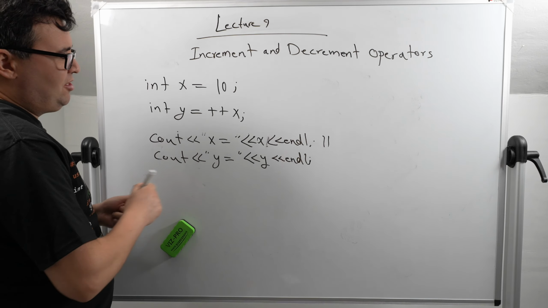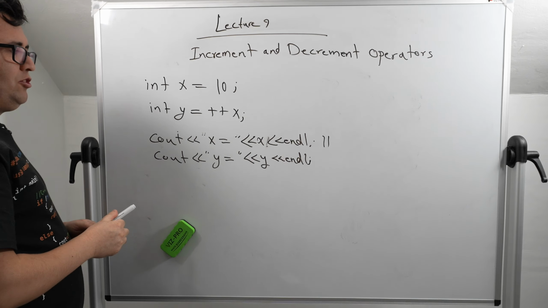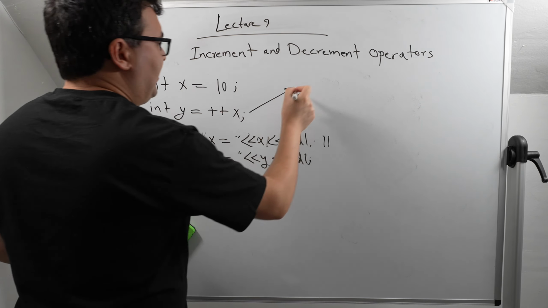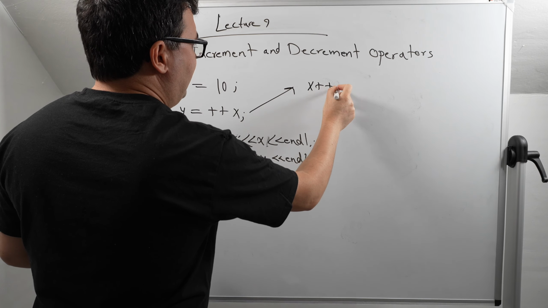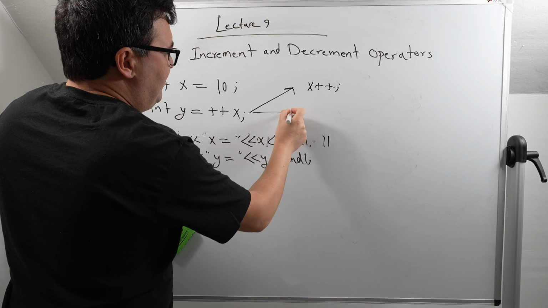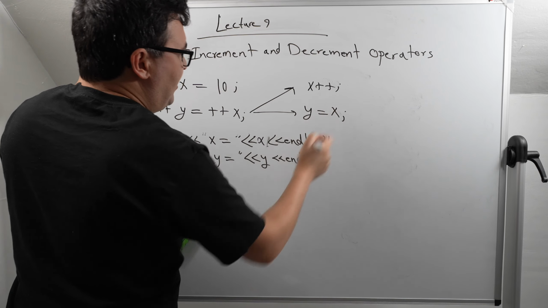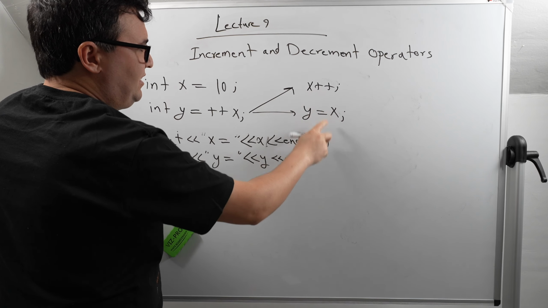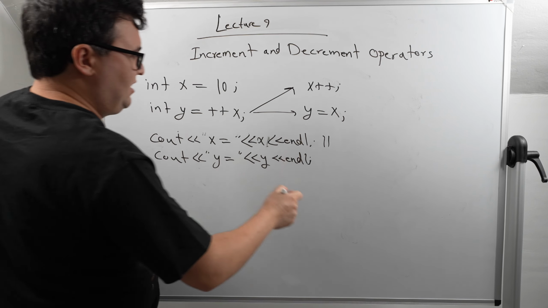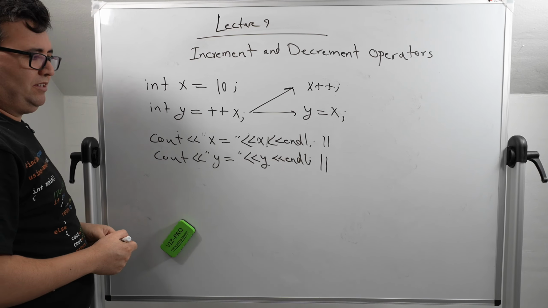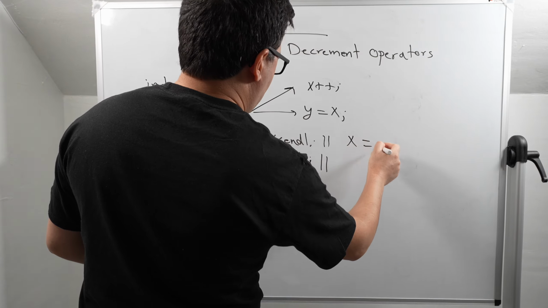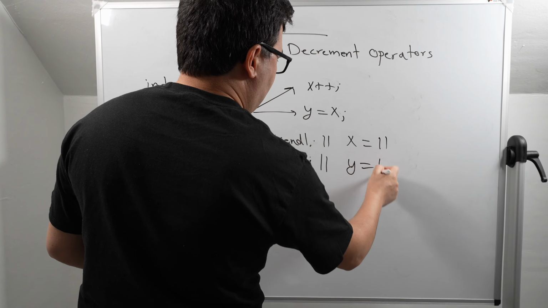So in this case, if it's used as a prefix, first x becomes plus plus. In this case, x becomes plus plus first. Then y becomes equal to x. So it means first x becomes 11, then the value of x is stored inside y, which becomes 11. So in this case, the variable y contains 11. So the output y becomes 11.